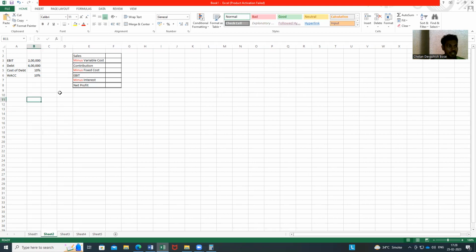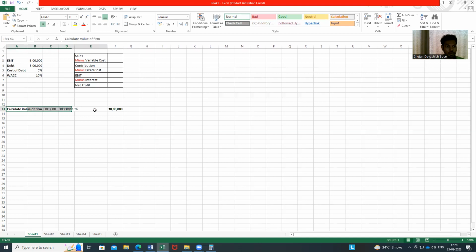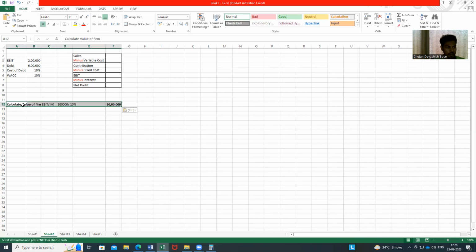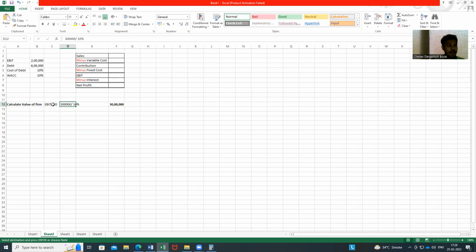No matter whatsoever the question is, this is how you calculate as per operating income approach. If the question has a different figure, say EBIT is 2 lakh, you have to do things in a very similar way. The figures would be different. For example, here I will write value of firm would be nothing but earning before interest and tax divided by KO, that is weighted average cost of capital, 10%.